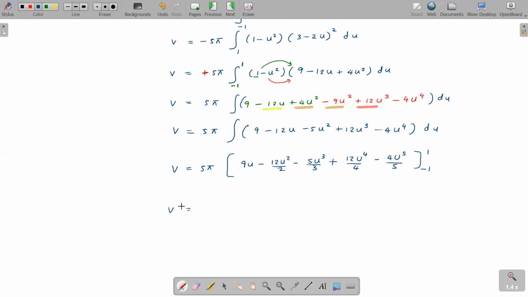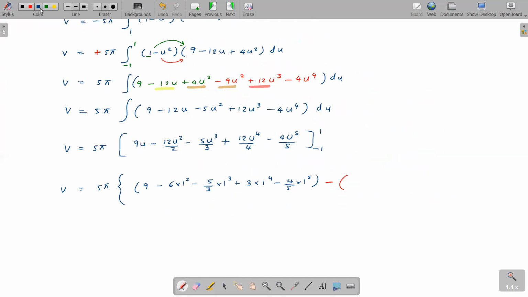You must apply the limits. 5 pi times, let's input. So 9 into 1 is 9 minus 12 over 2. Shall I replace 12 over 2 as 6? 6 into 1 square minus 5 over 3 into 1 cube. Plus 12 over 4 actually becomes 3. Shall I put 12 over 4 as 3? 1 to the power 4 minus 4 over 5 into 1 to the power 5. That's the first limit. Then compulsory minus and the second limit.